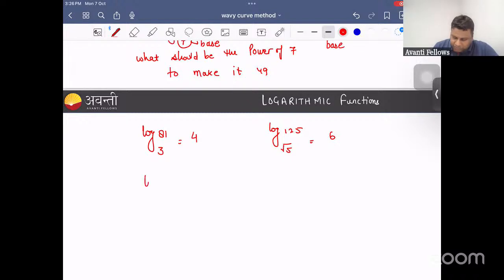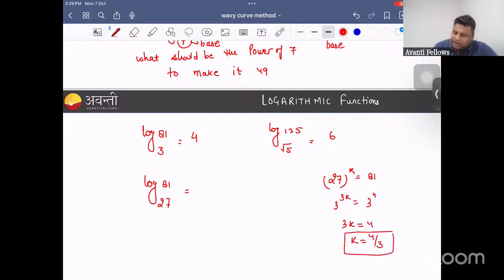Now if I ask you log 81 base 27 is what? What should be the power of 27 so that it becomes 81? So let us assume 27 to the power k is 81. So k is your answer. 27 you can write as 3 to the power 3k. 81 is 3 to the power 4. Means 3k is 4. So k is 4 by 3. So if 27 is raised to the power 4 by 3, you will get 81. Am I correct?